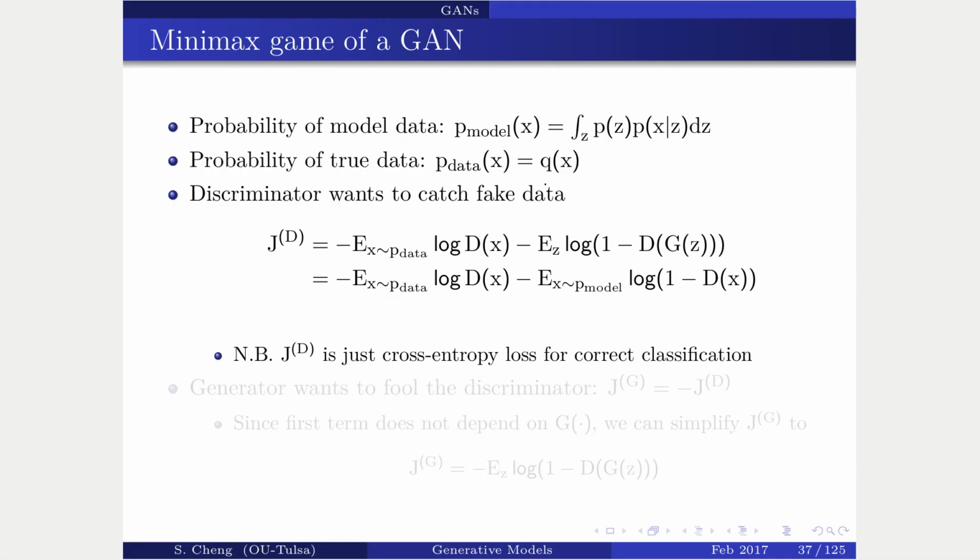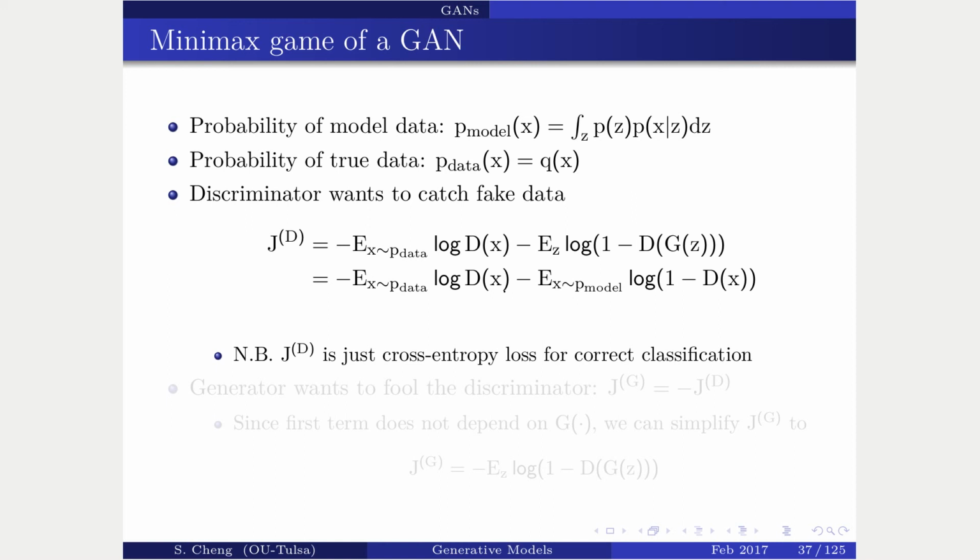Then we need to decide the cost function for the discriminator. The cost function will be simply trying to minimize the cross entropy loss for correct classification, right?